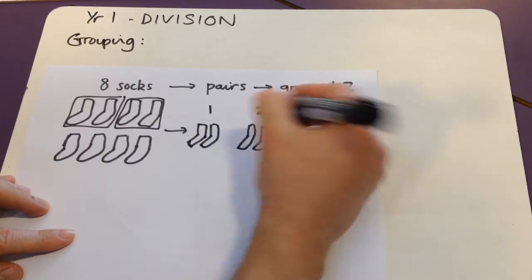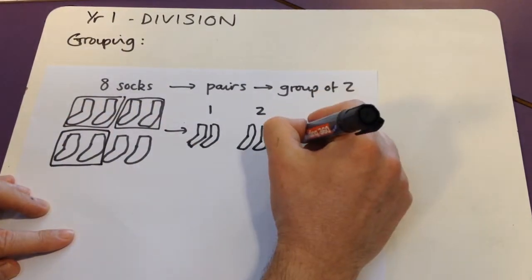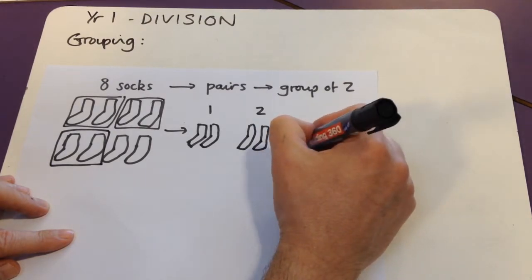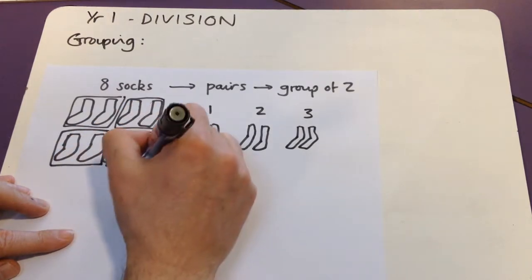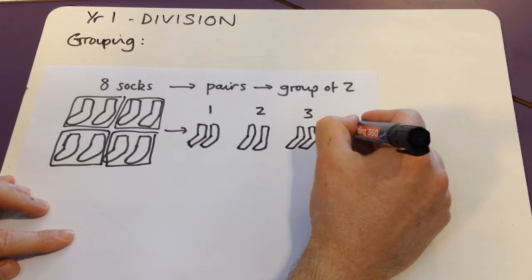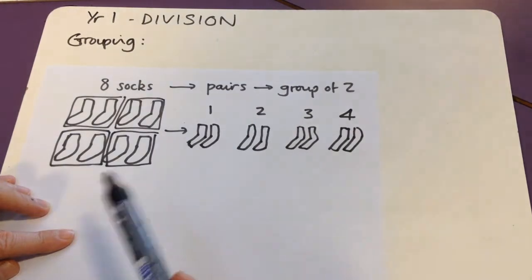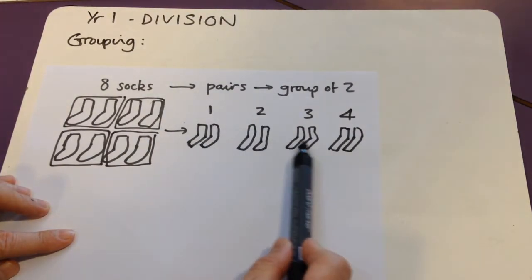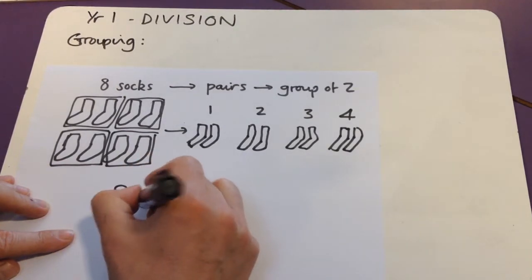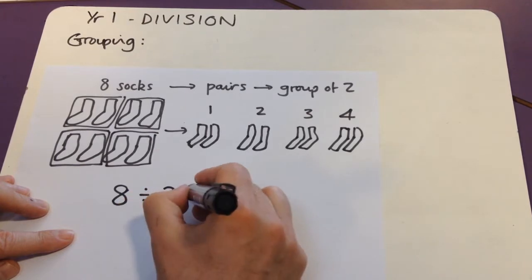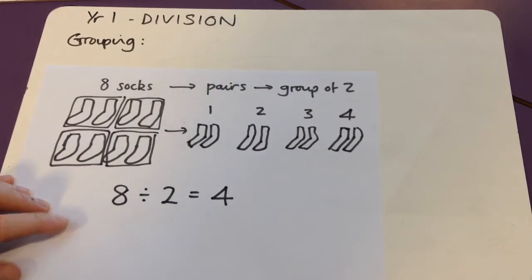Apologies for my sock drawing, and that's 2 groups. We can take our third pair of socks and make another group of 2, and then finally we've got our last pair of socks, and we put those into a group of 2, and then we've got 4 groups of 2, or 4 pairs of socks. So what we've done there in a number sentence, we've taken 8 socks, we've divided it into groups of 2, and that equals 4 groups, or 4 pairs of socks.